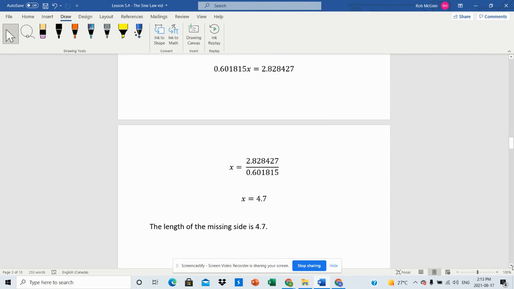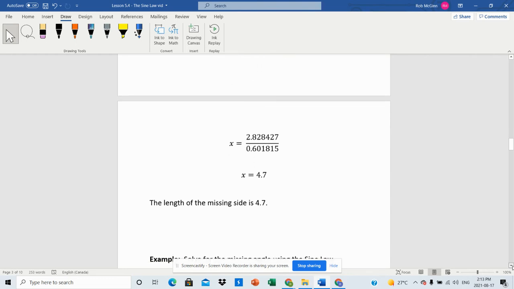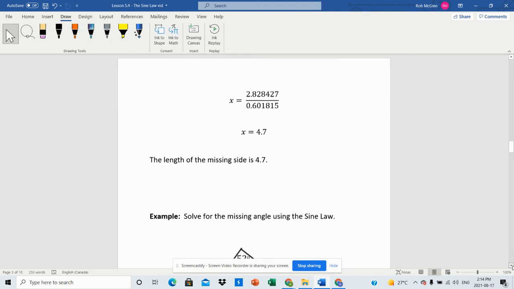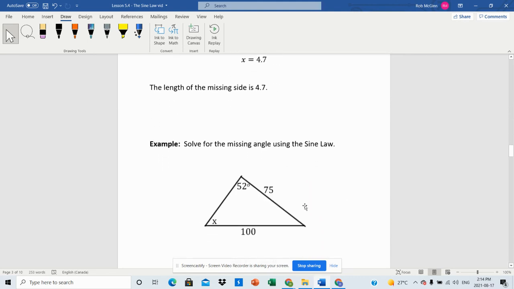All right, 2 more examples. The concept's going to be the same for both of them, though. For this one, though, we want to find the missing angle using the sine law. So we have our triangle all set up. We have 52 degrees, and directly opposite that is 100 for side length. And here we have our unknown angle. Directly across from that, our side length is 75.